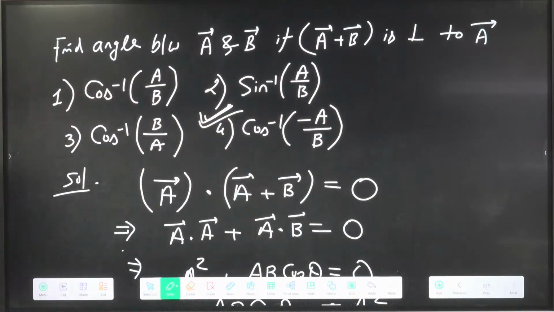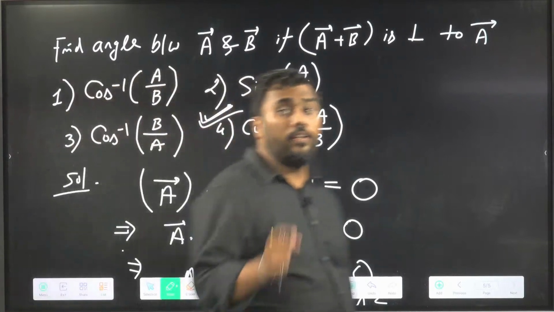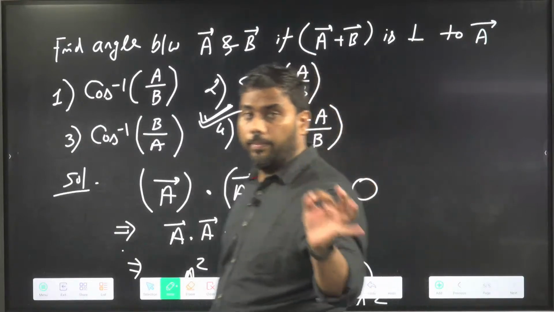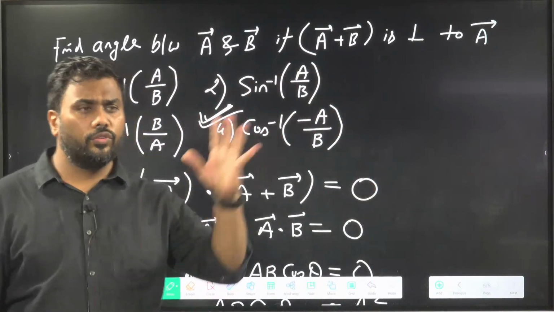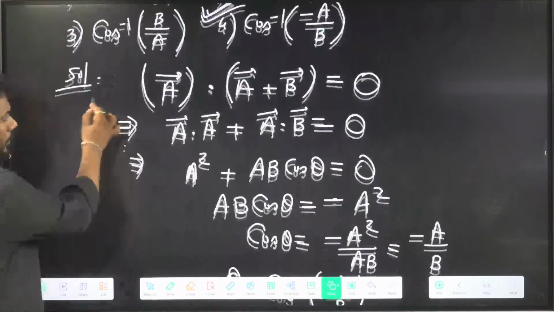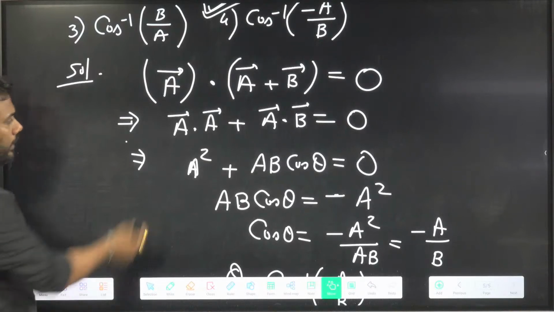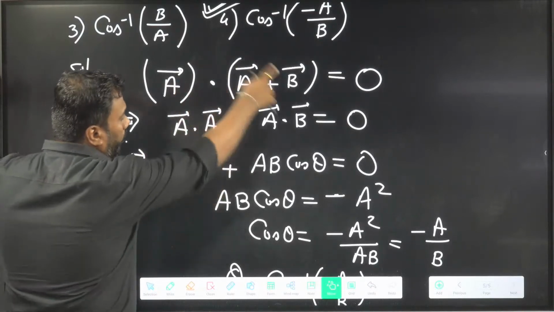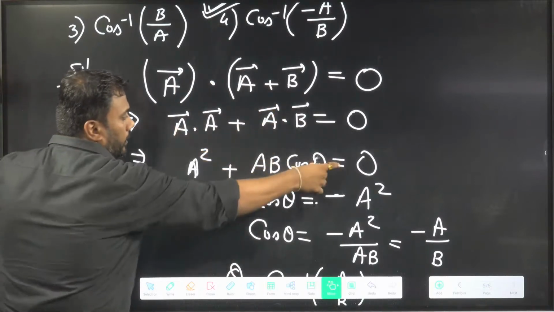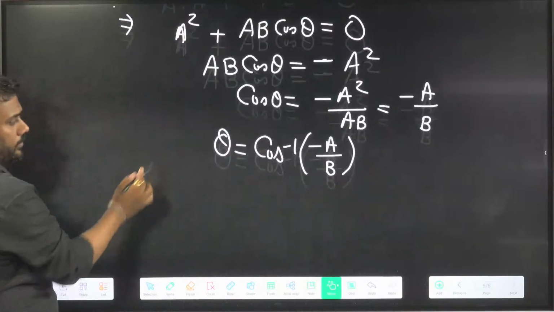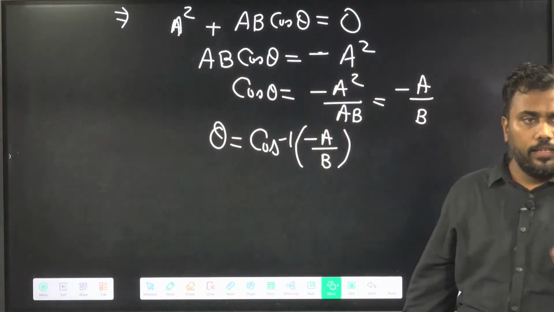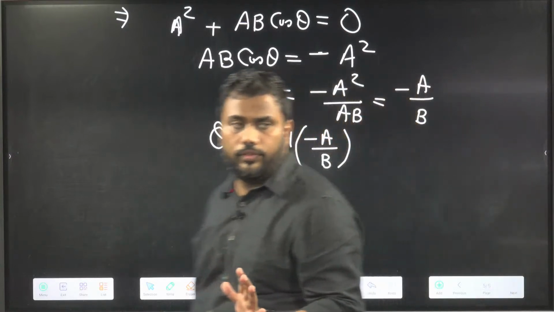Is this clear? How we have calculated the angle: the dot product must be 0. If two vectors are perpendicular, the dot product is 0. We have just used this property. A vector dot A plus B is 0. It means A dot A plus A dot B is 0. A dot A is A square, A dot B is AB cos theta, equal to 0. So we are getting this answer. Clear? Now it is saying clear. Okay, very good. So let us proceed.